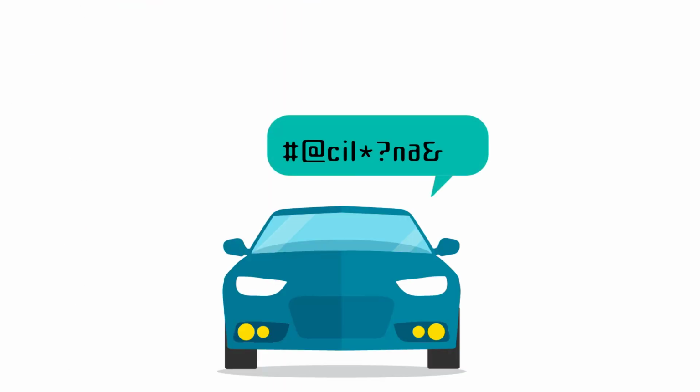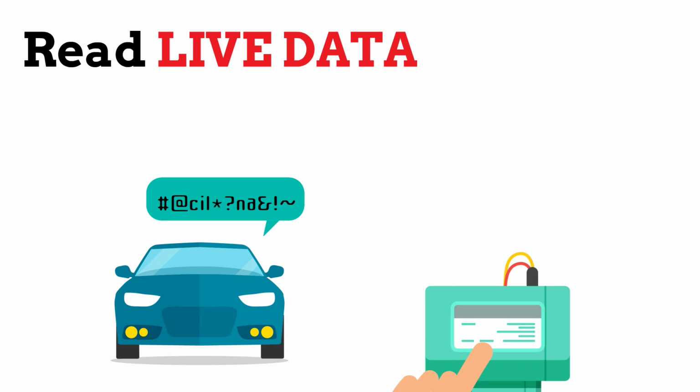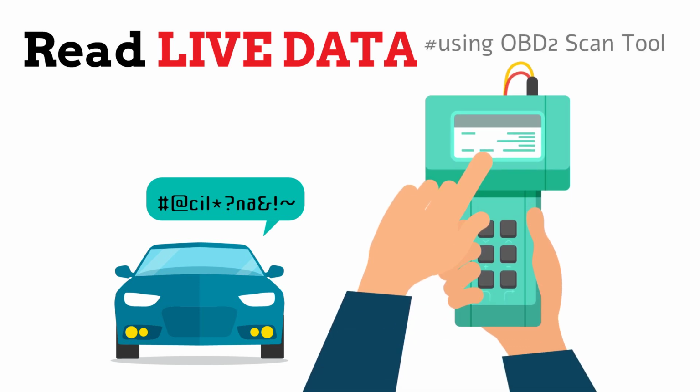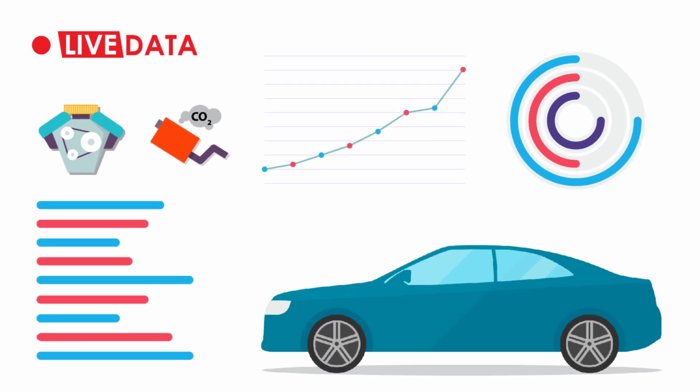To understand what your vehicle is saying, you'll need a special tool called an OBD2 scan tool. Think of it as Google Translate for automobiles, translating a vehicle's language into one we can understand. But that's not the only function of live data, there's much more to it.